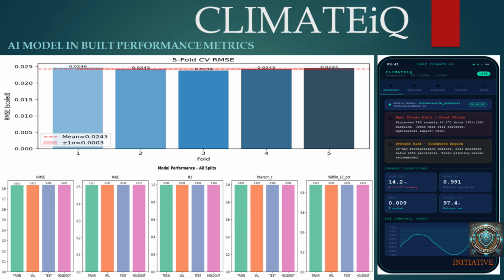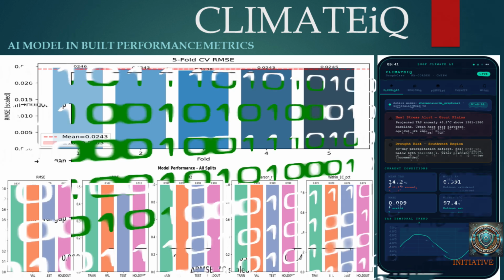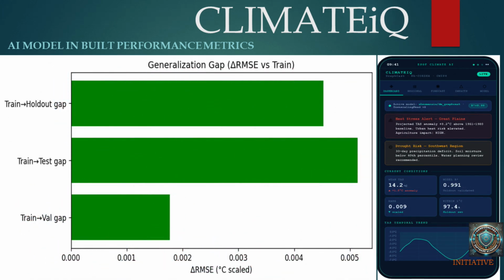Now let's look at the AI model built-in performance metrics. This is the generalization gap, and then here you can see the RMSE versus strain. You can see that this is within the widely accepted industry standard range of generalization gap on unseen data.